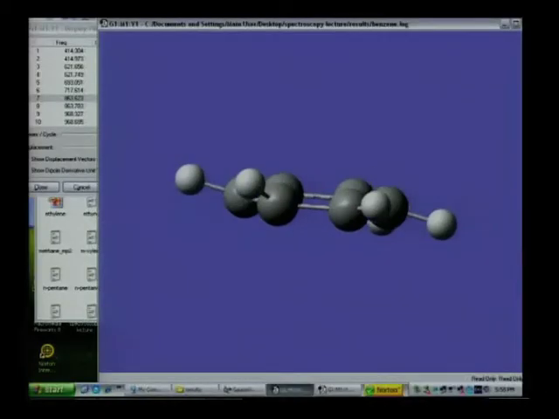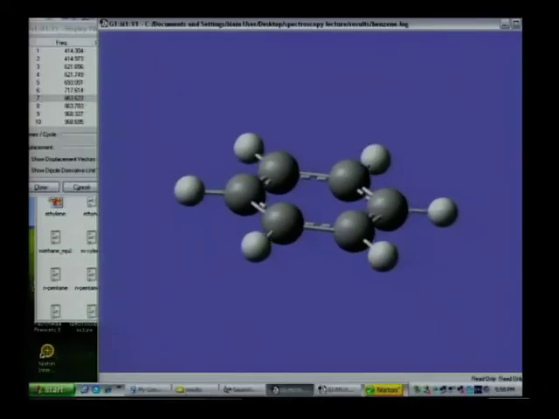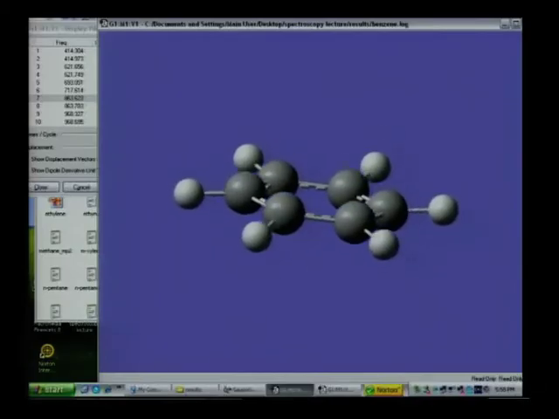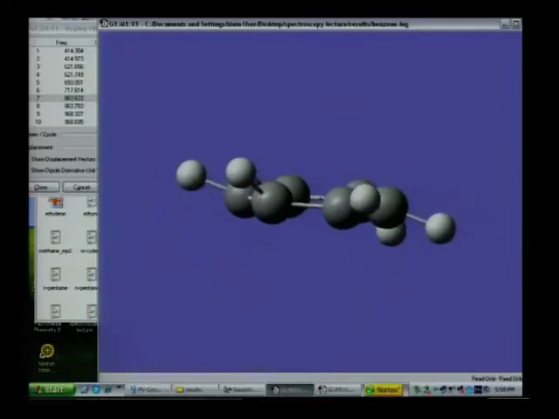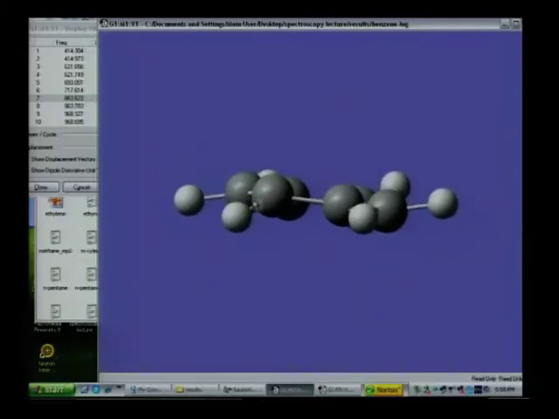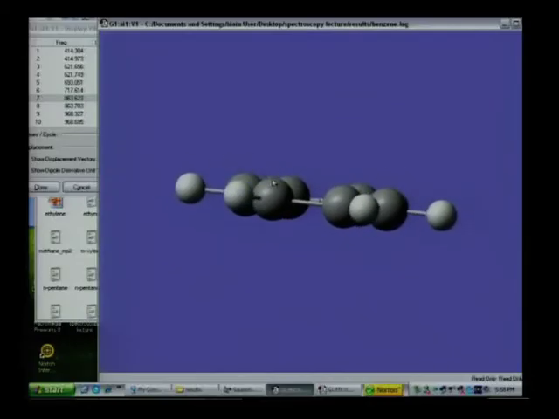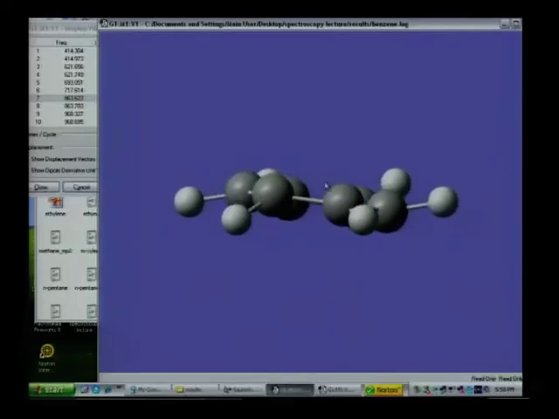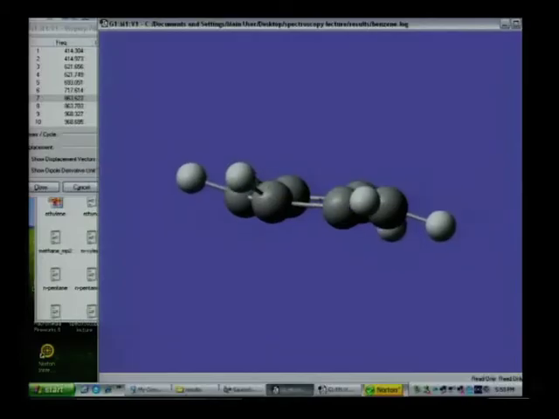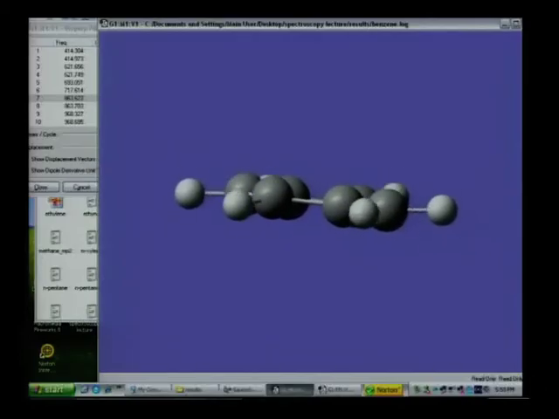Let's look at another infrared inactive motion. Here, this is also a sort of benzene ring in which some of the atoms, you see it clearly, these 1, 2, 3 carbon atoms move up while the other carbon atoms move down, and as this carbon atom moves up, the hydrogen atom moves down.